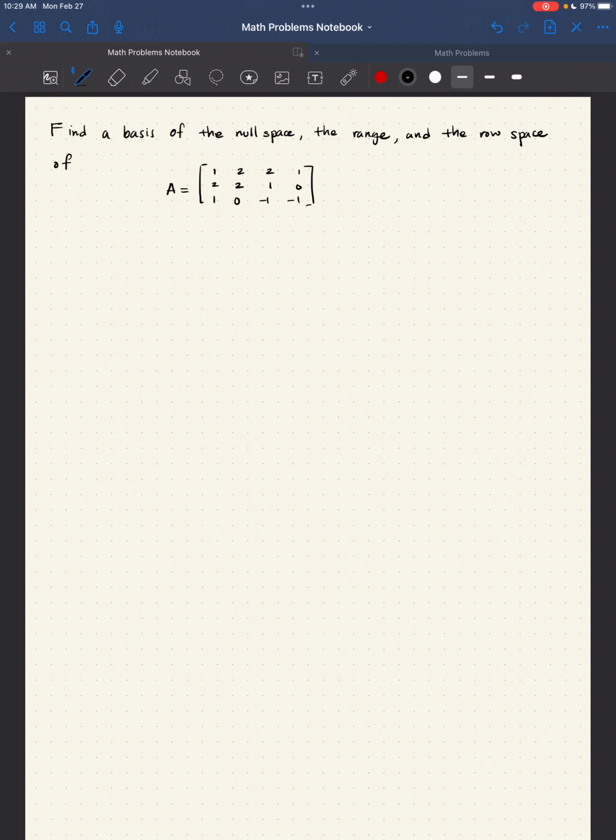Hello. This time we're going to calculate and determine a basis of the null space, the range and the row space of a matrix as the one that I'm indicating here. And we're also going to verify the dimension theorem and describe some of the methods associated with finding such bases.